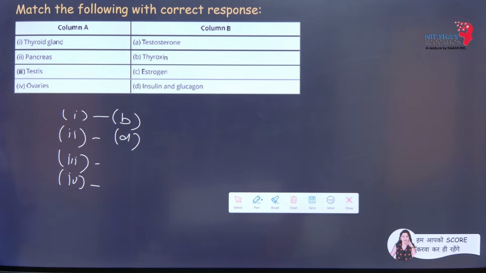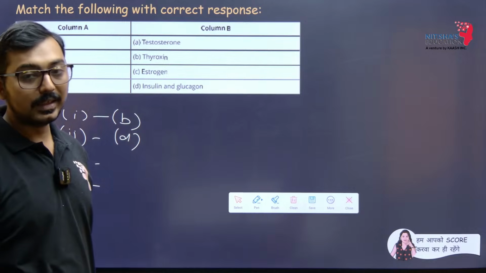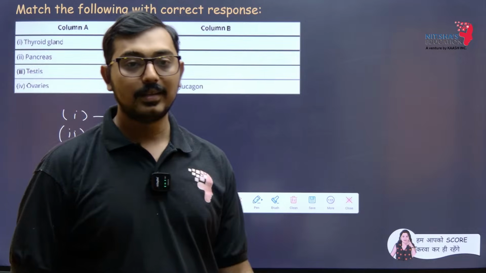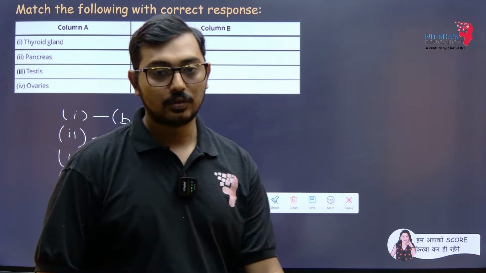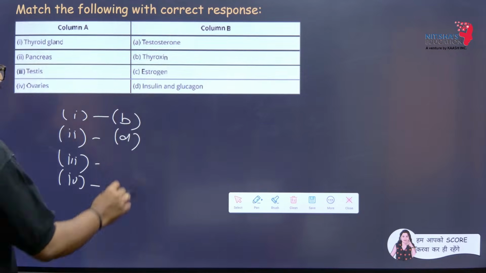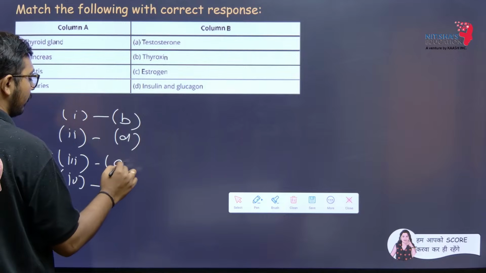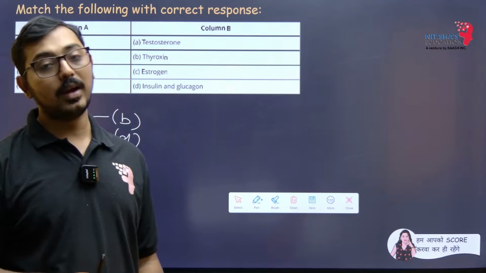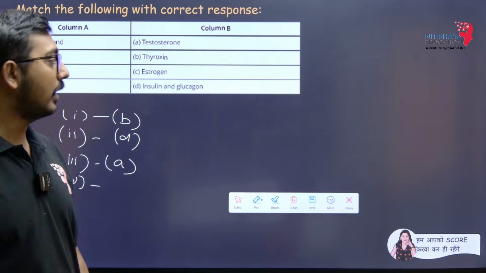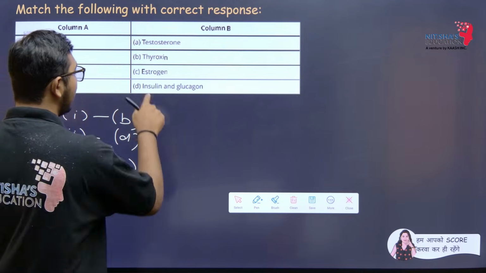Testes, what is released there? It is a male reproductive organ, so over there it would be testosterone. Then ovaries, which is again a female reproductive organ. So for the female reproductive organ, the hormone is known as estrogen.